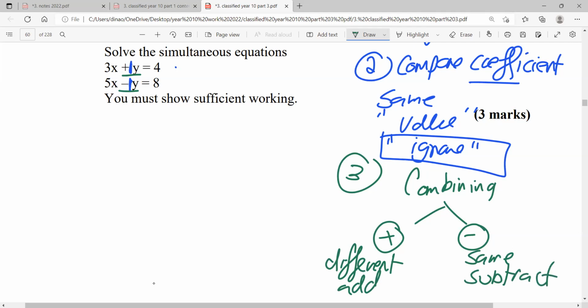What does different, add mean? If the signs of the letter are different, as you can see, meaning one positive and one negative, I add the equations. If the signs of the letter I am working on are different, I add the equations. If the signs are the same, for example both plus or both minus, I subtract.